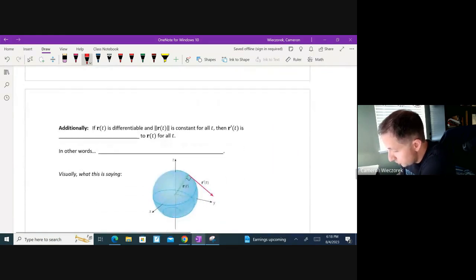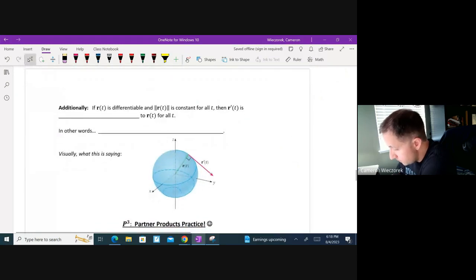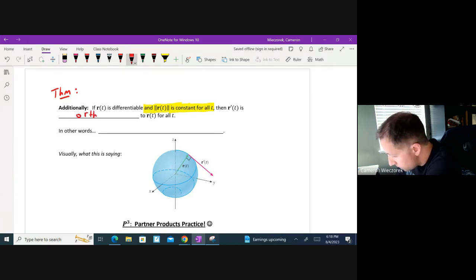A couple additional notes here. This is a theorem. If R is differentiable, and this is a key condition, if the magnitude of that function is constant for all t, so that position function has a constant magnitude that is not changing, then R prime, the tangent vector R prime, will be orthogonal, perpendicular, to R of t for all t.